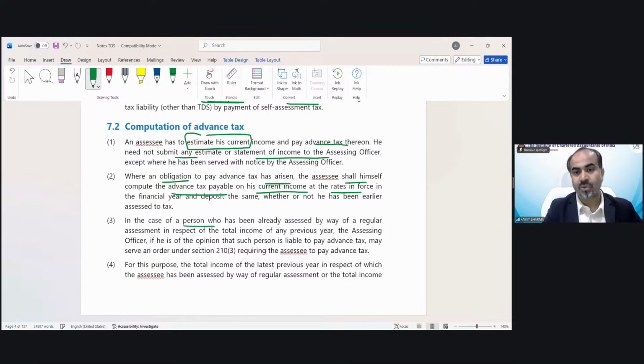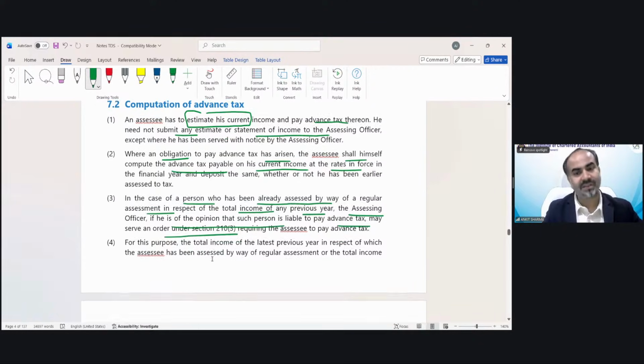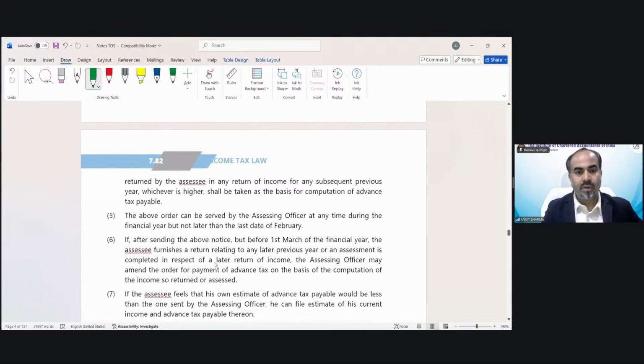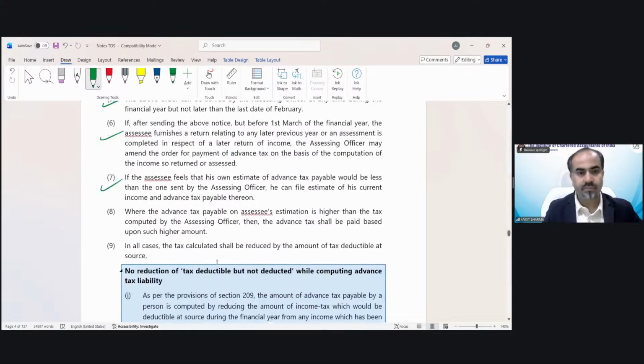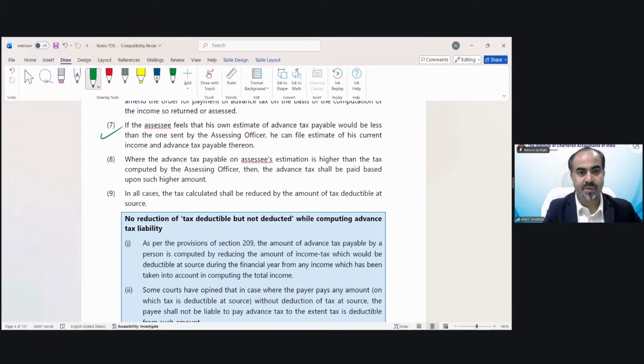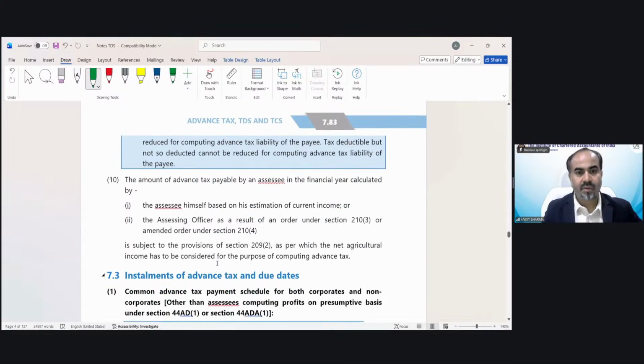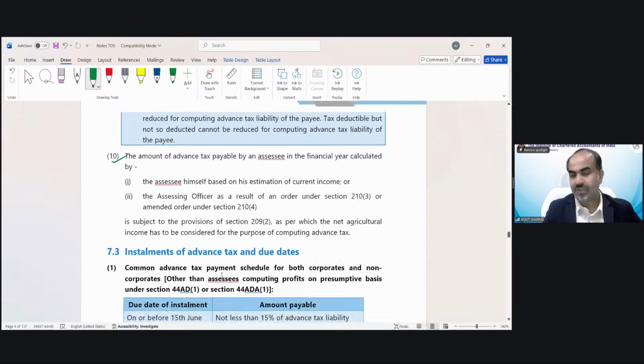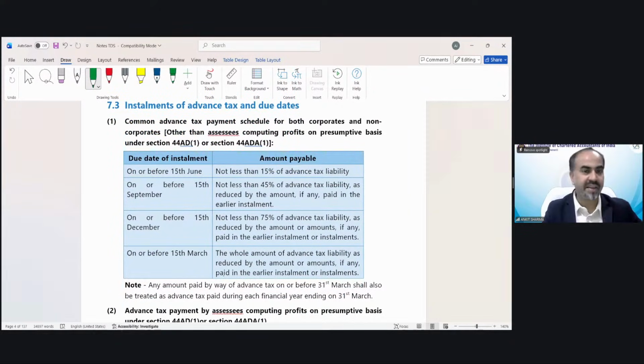In the case of a person who has already been assessed by way of a regular assessment in respect of total income of any previous year, the assessing officer, if he is of the opinion that such person is liable to pay advance tax, can serve an order under Section 210 to pay advance tax. These are normal points. You can go through it. Where the advance tax payable by the assessee's estimate is higher, etc. Normal provision. The installment dates and amounts are very, very relevant.